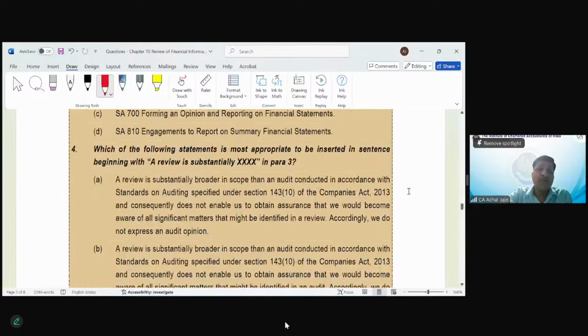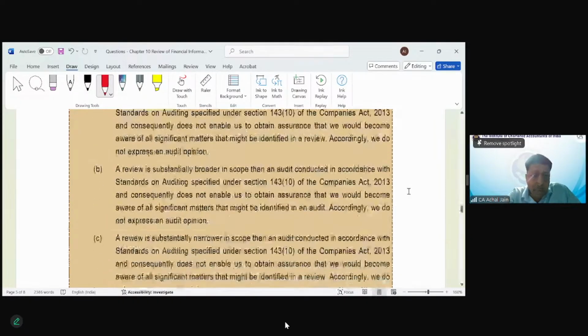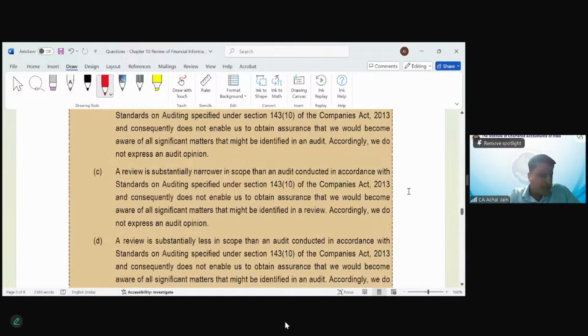Next, which of the following statements is most appropriate to be inserted in the sentence beginning with "A review is substantially"? So when you explain the review, which one will you find the most appropriate? Let's go through the pointers. A, review is substantially broader in scope than an audit. I need not read further. B, review is substantially broader in scope than an audit. Again, I'll not read further.